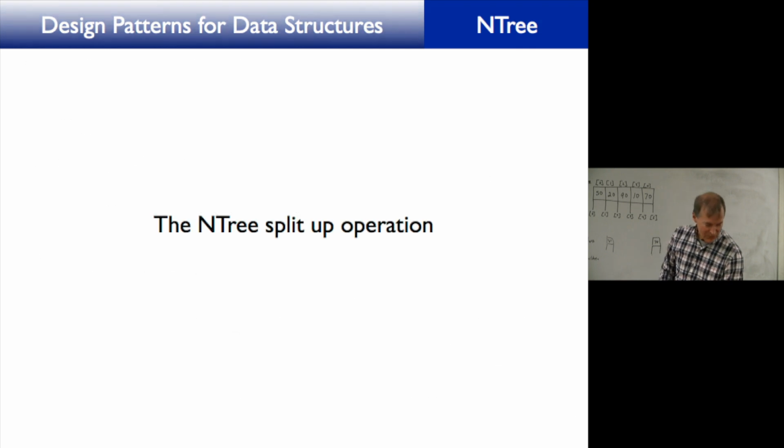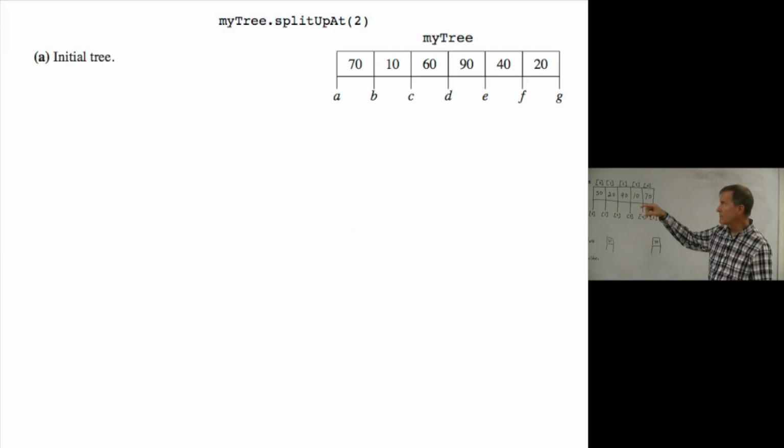And now the last one is the hardest one. The split up. This is a little lengthy. So now, if we do mytree.split up at 2, now what happens? Now instead of the 60 going down and us joining, what happens? The 60 goes what? 60 goes up, and then it has what? What is the left child of 60?